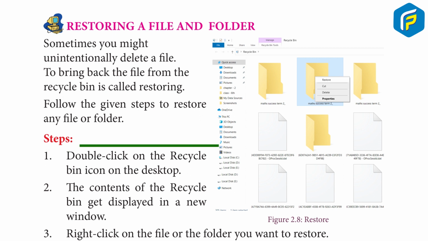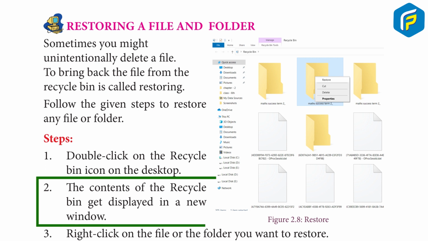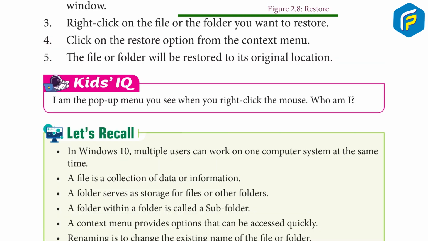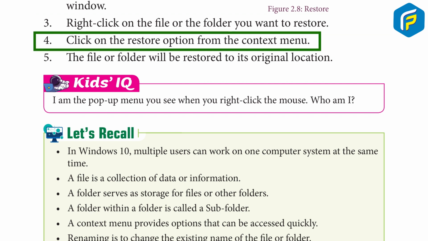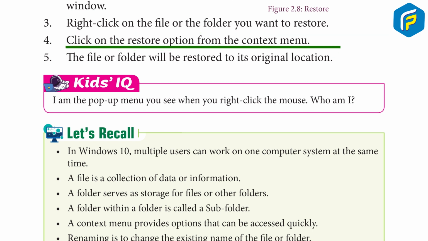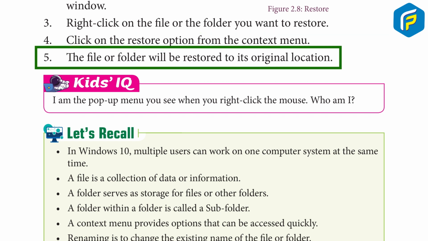Steps: 1. Double-click on the recycle bin icon on the desktop. 2. The contents of the recycle bin get displayed in a new window. 3. Right-click on the file or the folder you want to restore. 4. Click on the restore option from the context menu. 5. The file or folder will be restored to its original location.